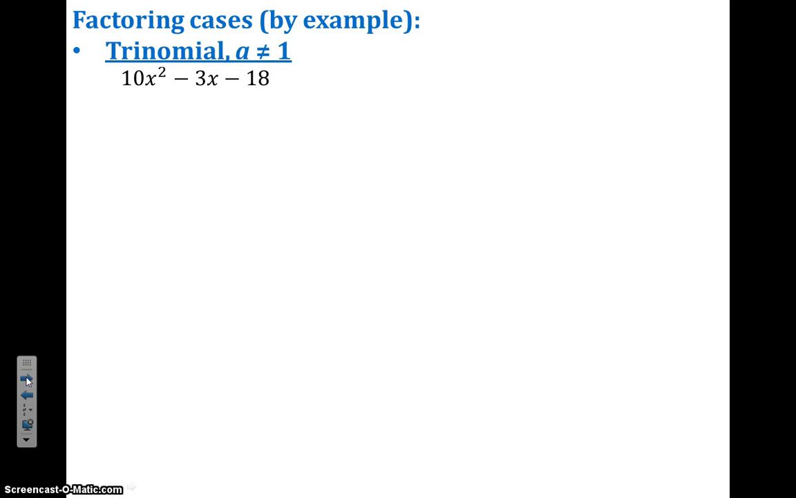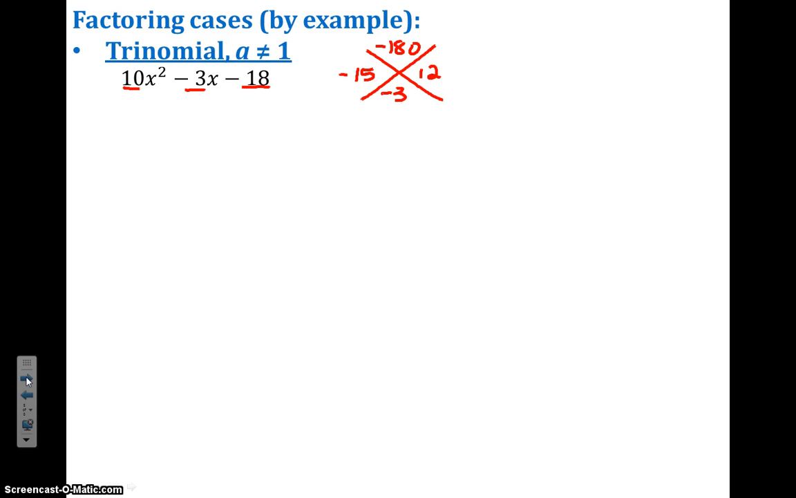So one method of factoring a trinomial: we want to look for a greatest common factor. There is no greatest common factor, so we can do what's called splitting the middle term and factoring by grouping. This is just a way that I organize what I'm looking for here. So I'm going to take the a value of 10 and the c value of negative 18 and multiply them together, which gives me negative 180. I'm going to look at the b value here of negative 3, and I want to find two numbers that multiply to be negative 180 and add up to be negative 3. In that case, it would be a negative 15 and a positive 12.